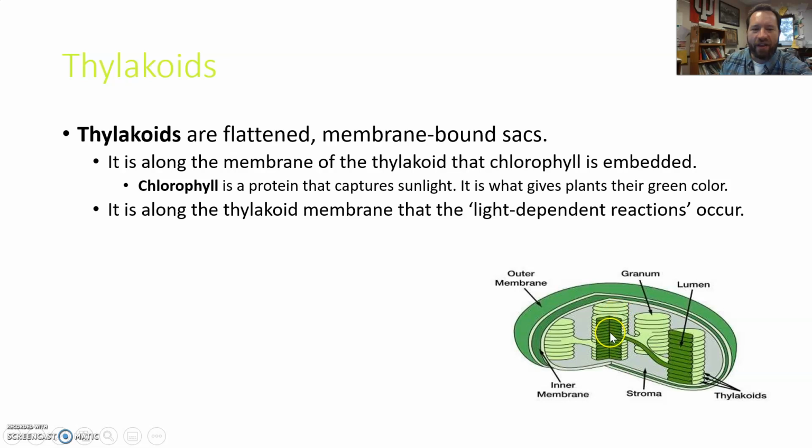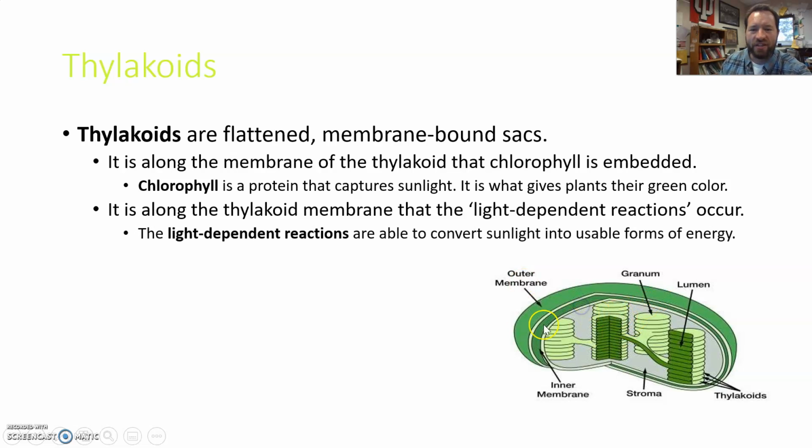It is along that thylakoid membrane that the light-dependent reactions occur. So again, that's the first half of photosynthesis. That's where sunlight is converted into usable energy forms. And in the second half, the light-independent reactions, that's where the energy is stored up in sugars.